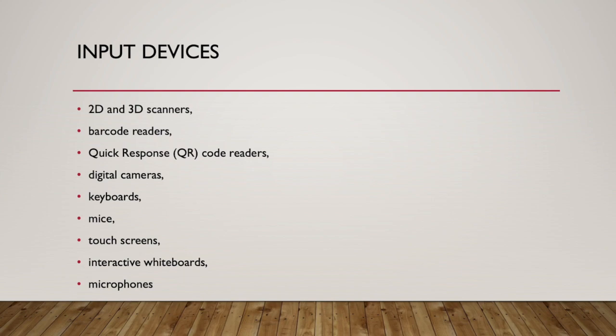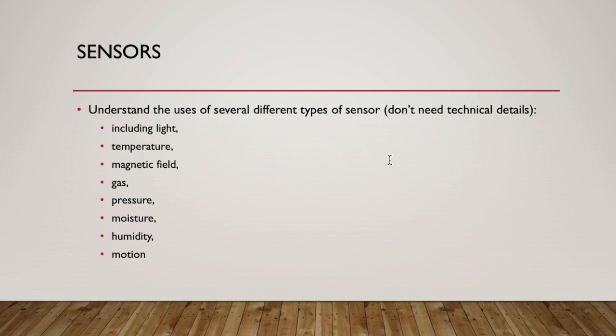Within input devices, there are also sensors. Okay, you need to know the following sensors. You don't need to understand the technical details of how they work, as in, you don't need to understand how they convert data or how they're reading an analog signal. You need to give uses of each one of these. So light, temperature, magnetic field, gas, pressure, moisture, humidity, and motion. Think of a couple of uses for each one of these. Don't leave any out because it will probably come up in the exam.